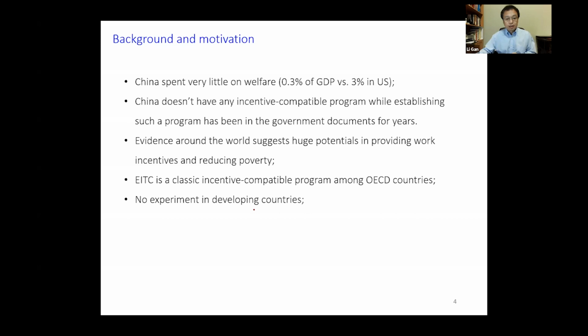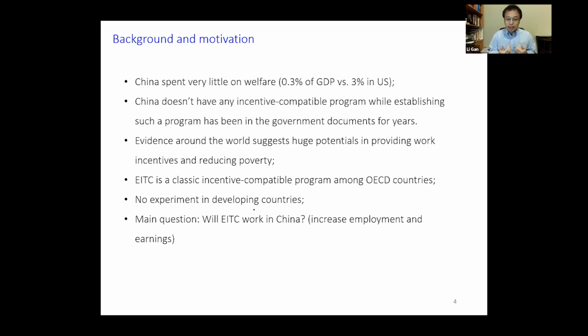There is no such experiment we find existing in developing countries. So there are many motivations. A key motivation is if China is about to launch large scale transfer programs, which I believe they will do, much larger than the current DBAO, et cetera, will an EITC type of program work in China?